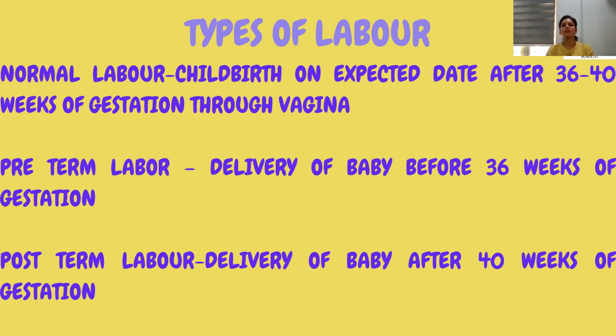When the childbirth is on the expected date after the weeks of gestation through the vagina, it is a normal labor. When the delivery of the baby is before 36 weeks of the gestation period, it is preterm labor. And when the delivery of the baby is after 40 weeks of the gestation period, it is postterm labor.